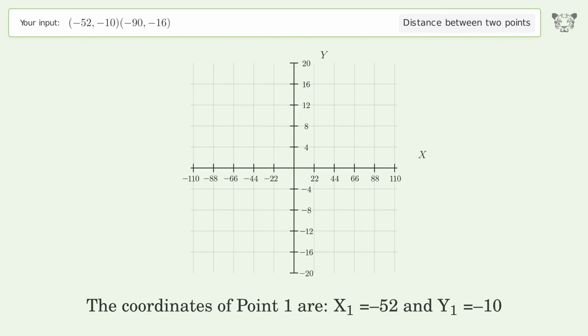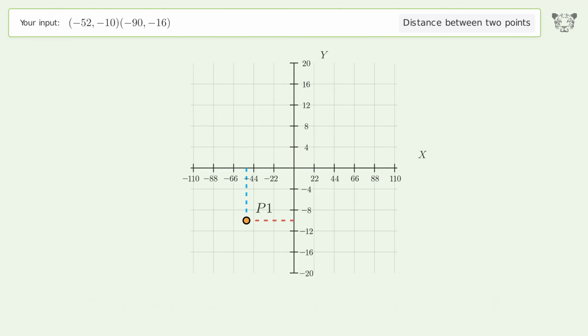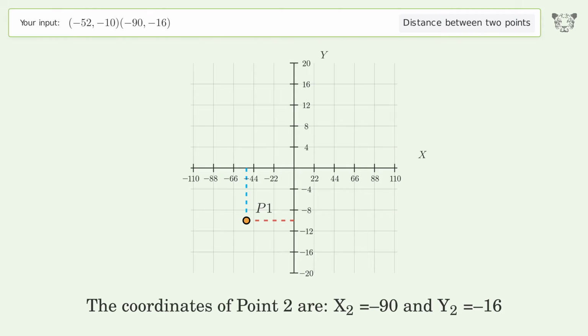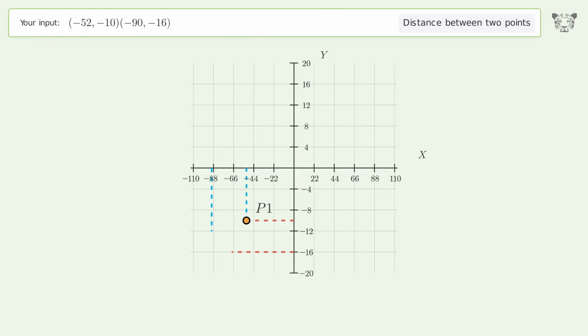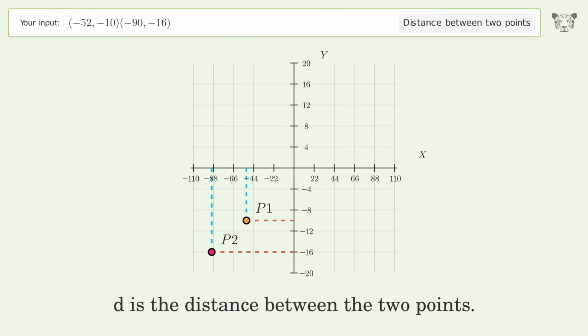The coordinates of point 1 are, x1 equals -52 and y1 equals -10. The coordinates of point 2 are, x2 equals -90 and y2 equals -16. D is the distance between the 2 points.